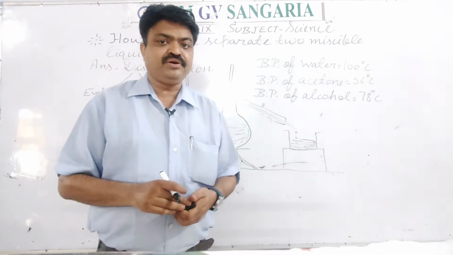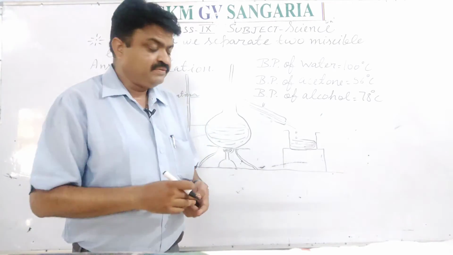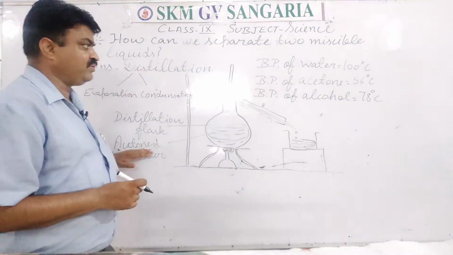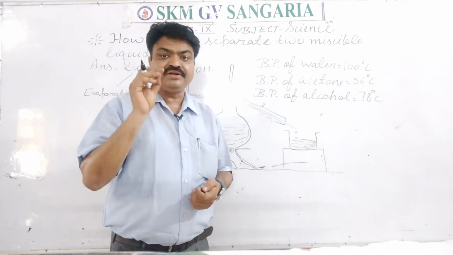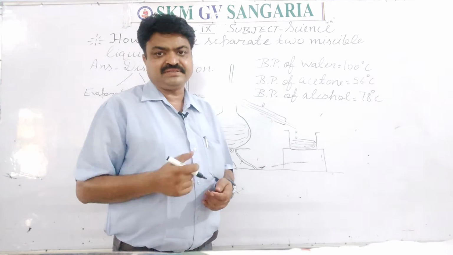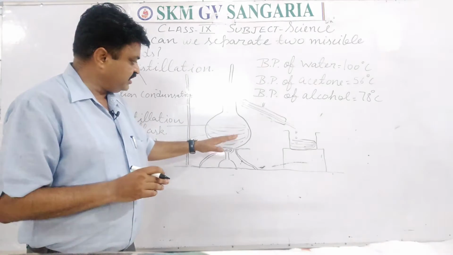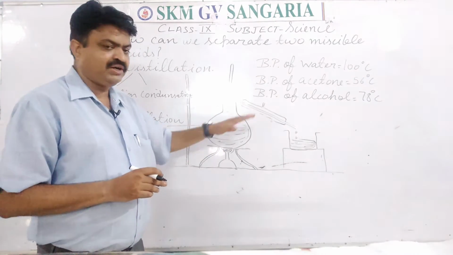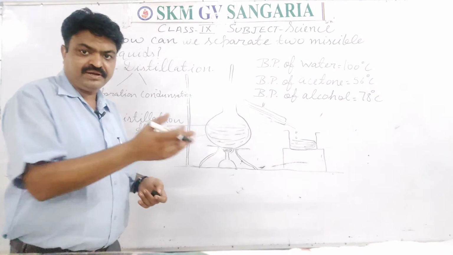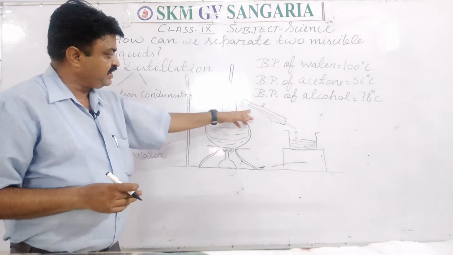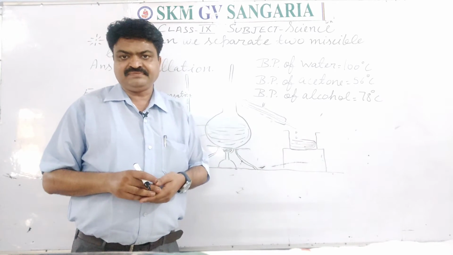What is the boiling point of water, students? It is 100 degrees Celsius. And what is the boiling point of acetone? It is 56 degrees Celsius. So due to the difference in boiling points, we can easily separate them with the help of this distillation apparatus. Now this apparatus has two important parts. The first part, the flask, helps in the evaporation, and the second part is known as the condenser. The condenser helps in the condensation.